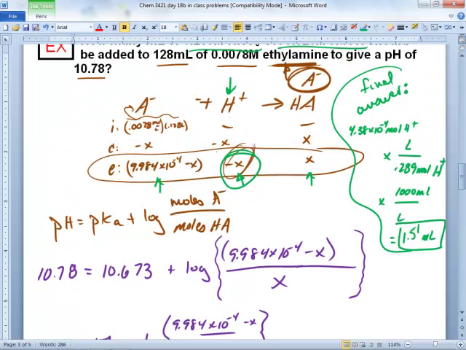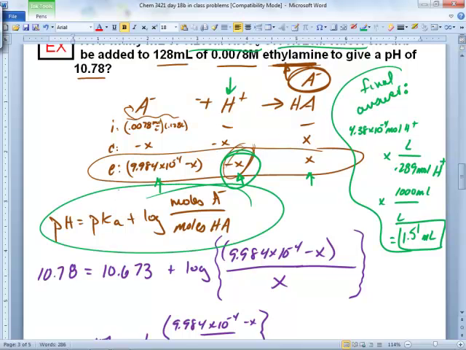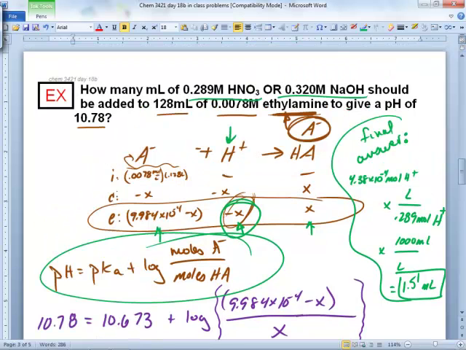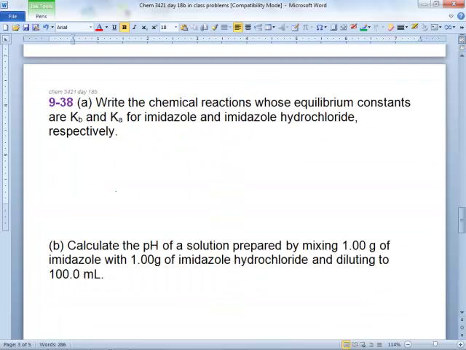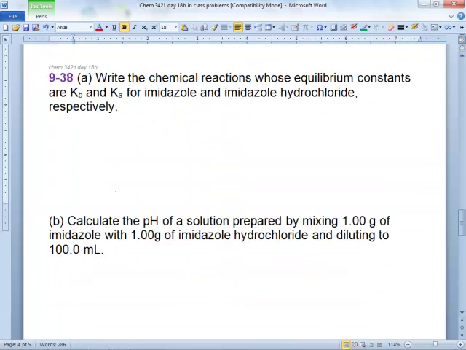Then we set up a mole table, and it just goes from there. Use the Henderson-Hasselbalch equation. Okay, so any questions on the big game plan? The chemical reactions whose equilibrium constants are Kb and Ka for imidazole and imidazole hydrochloride, respectively. So let's get some practice here.